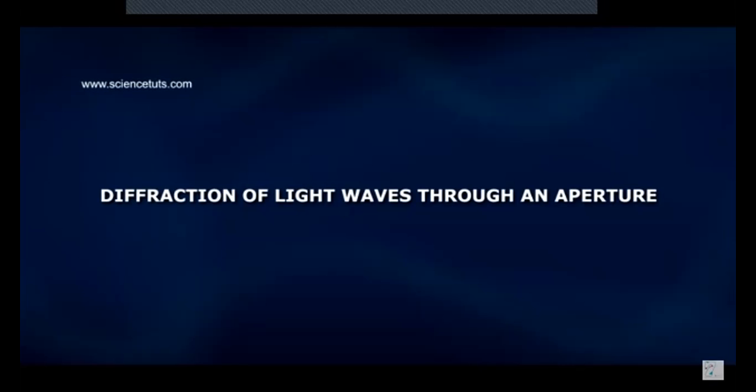Diffraction of light waves through an aperture. In our earlier session, we have learnt about diffraction. Now let us learn about the diffraction.